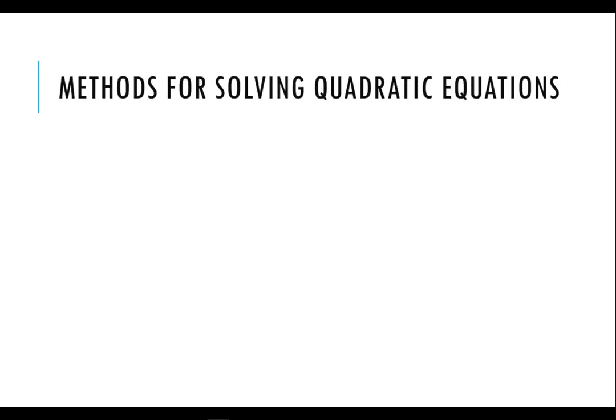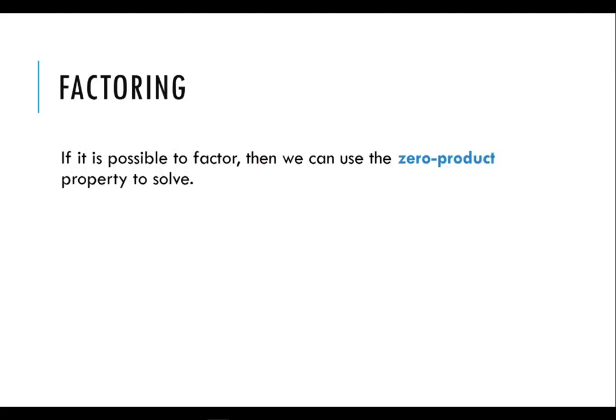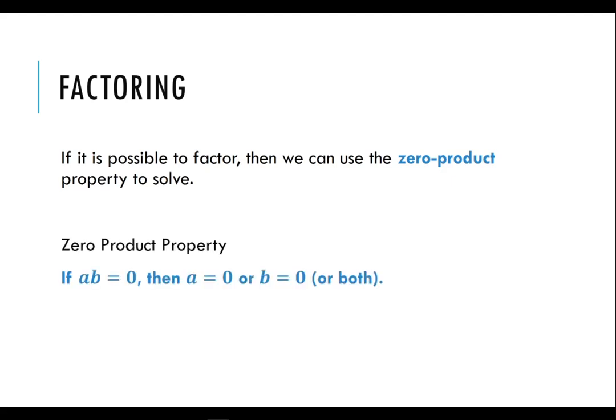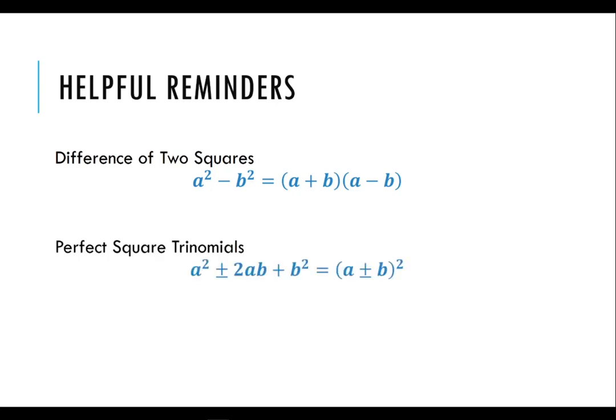So the methods we're going to use for solving quadratic equations are factoring, square roots, completing the square, quadratic formula, graphing. If it is possible to factor, then we can use the zero product property after we factor. And remember, that is, once you have two factors being multiplied together equal to 0, then a is equal to 0 or b is equal to 0 or both. Just some formulas to remember. The difference of two squares, that is a squared minus b squared is equal to a plus b times a minus b. And perfect square trinomials, that is a squared plus or minus 2ab plus b squared is equal to a plus or minus b quantity squared.